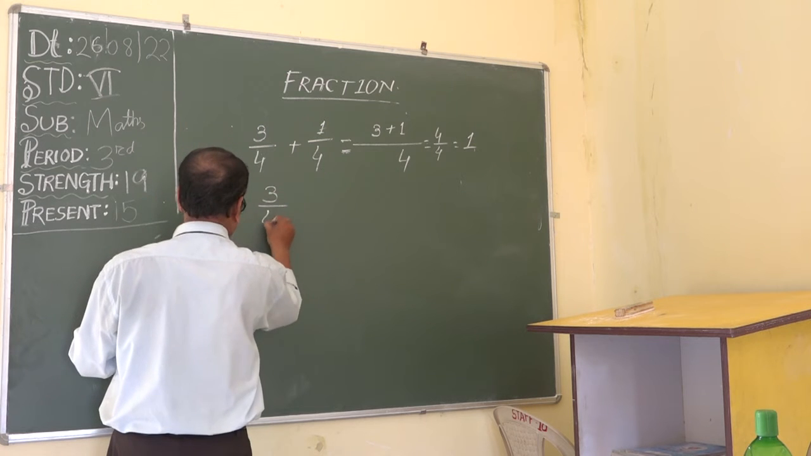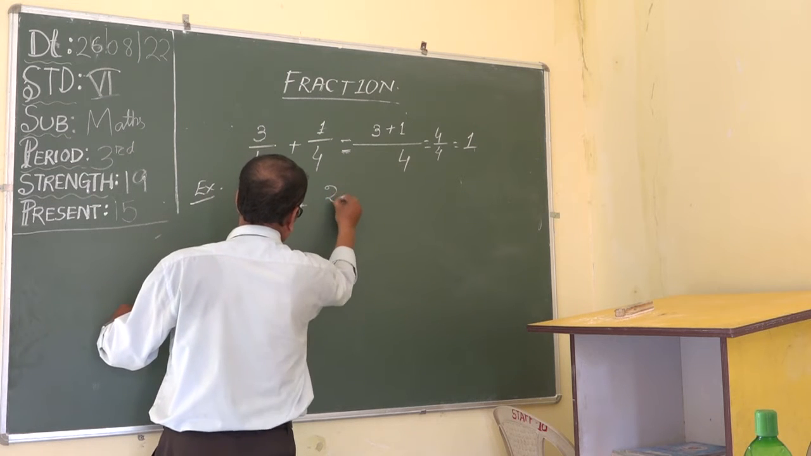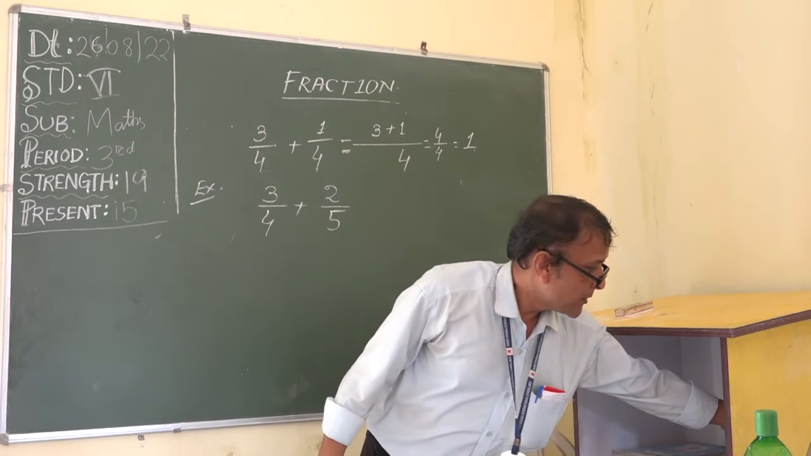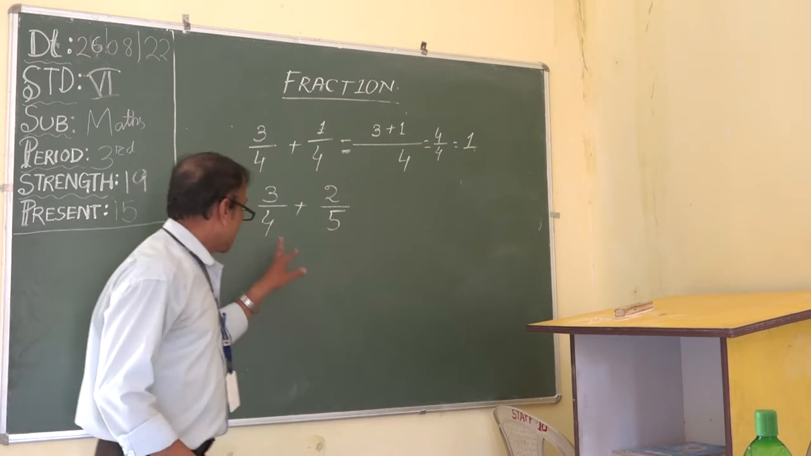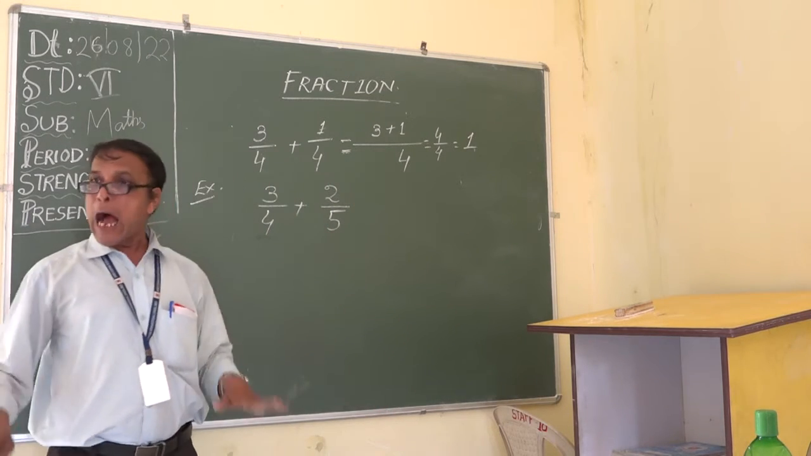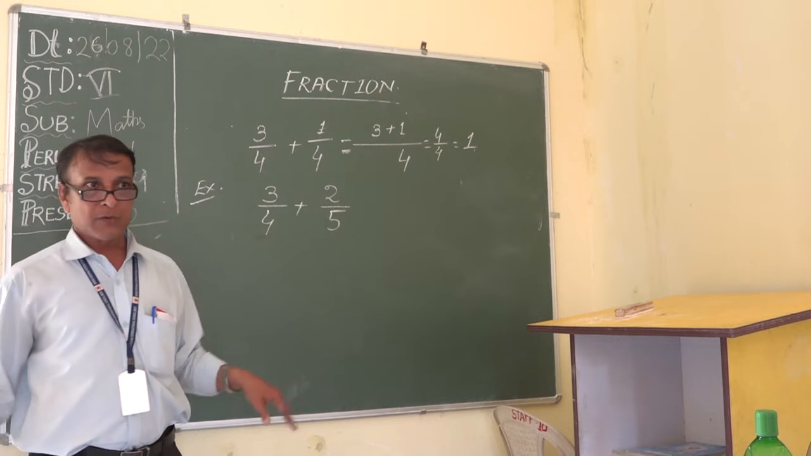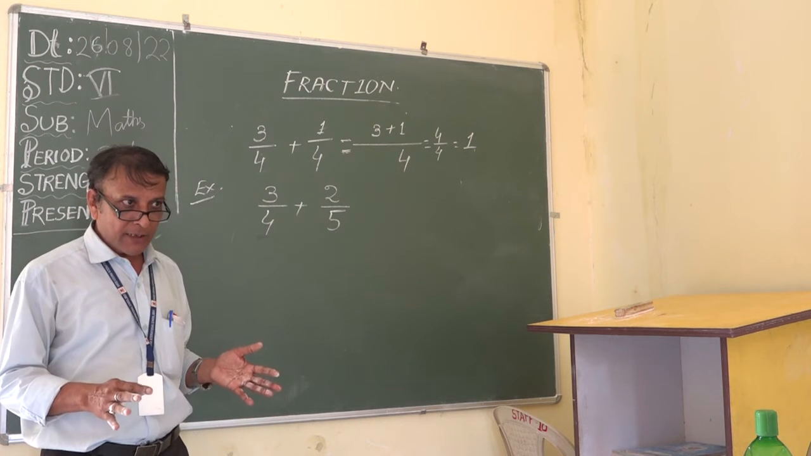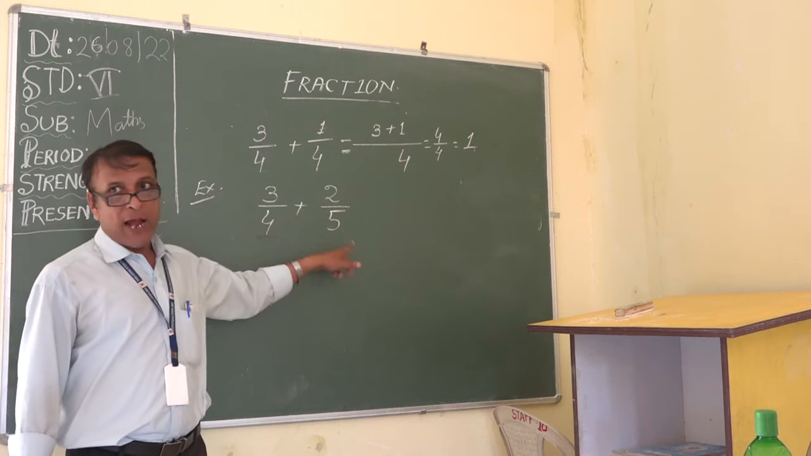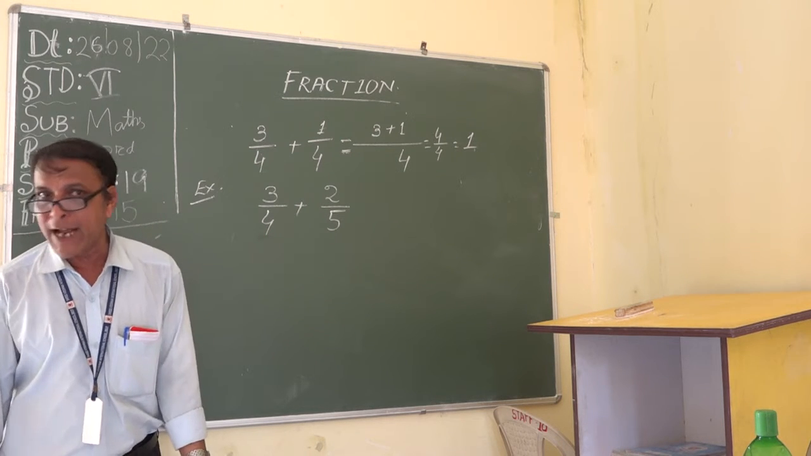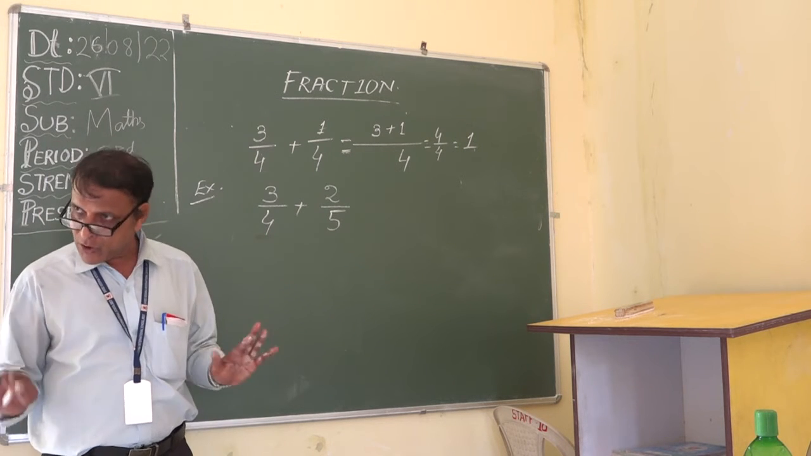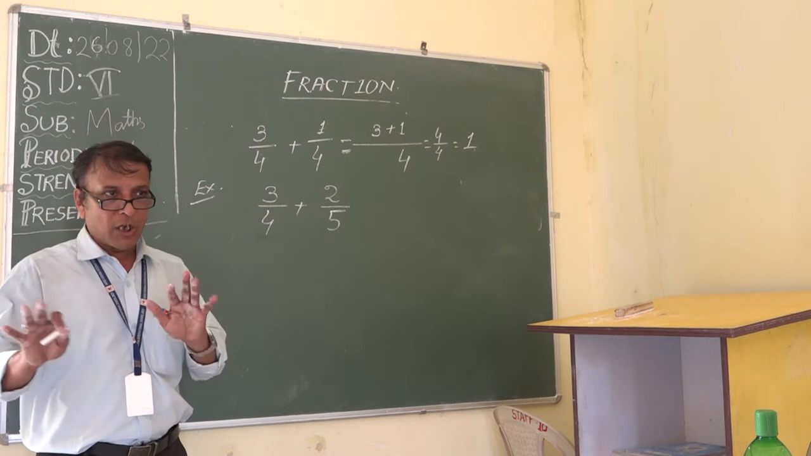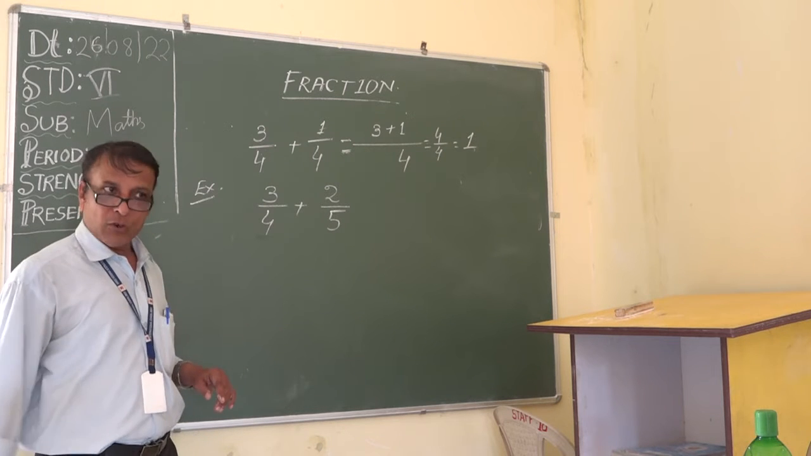3 by 4 plus 2 by 5. Here you see, these two denominators, are they same? No, sir. So we have to make them same. Right? Yes, sir. So 4 and 5, what is the LCM of 4 and 5? 20. Very good. So we have to make both the denominators equal to 20.